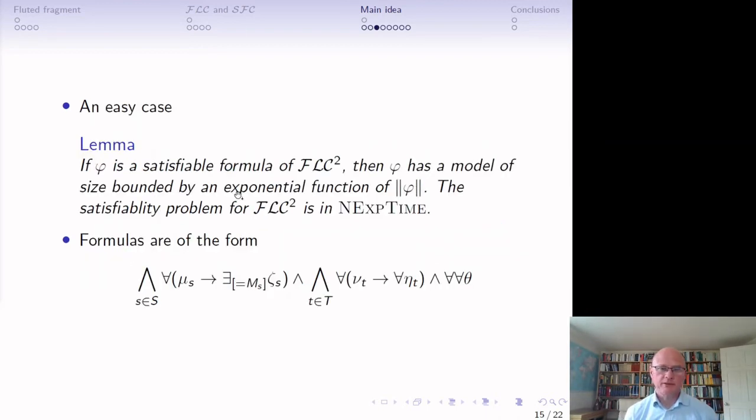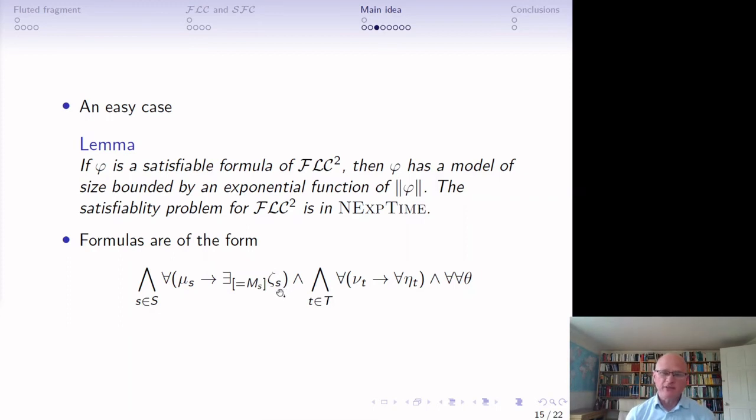Now, we begin with an easy case, and that is the following lemma. If phi is a satisfiable formula of the two-variable fluted logic with counting, then phi has a model of size bounded by an exponential function of the number of symbols in phi. And the satisfiability problem for this fragment, therefore, is in NEXPTIME. Formulas, remember, using the normal form lemma look like this. So mu s is now a one-place quantifier-free formula, zeta s two-place quantifier-free formulas.